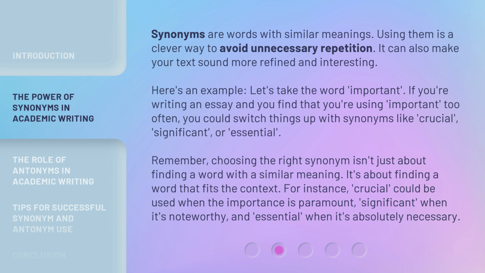If you're writing an essay and you find that you're using important too often, you could switch things up with synonyms like crucial, significant, or essential. Remember, choosing the right synonym isn't just about finding a word with a similar meaning. It's about finding a word that fits the context. For instance, crucial could be used when the importance is paramount, significant when it's noteworthy, and essential when it's absolutely necessary.